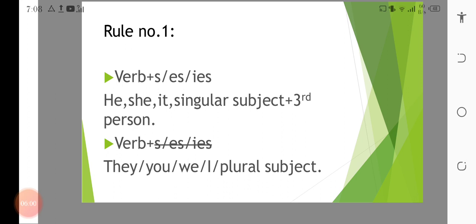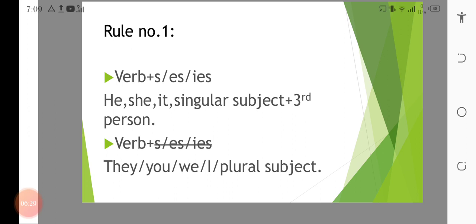I am using here she, and after that I have used the verb jump, and with jump I have put S: she jumps. But when I use a sentence with they, I will say they jump. I will never say that they jumps. It's a wrong sentence, it's a grammatical mistake. They jumps, no; she, he or it jumps.